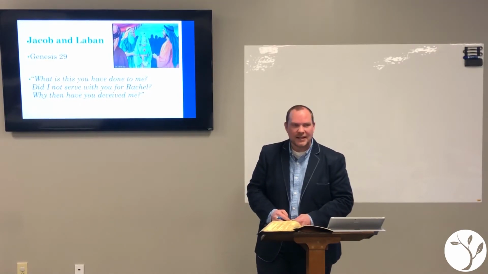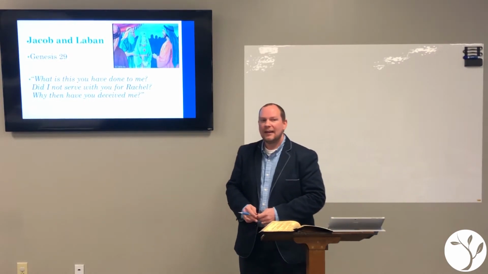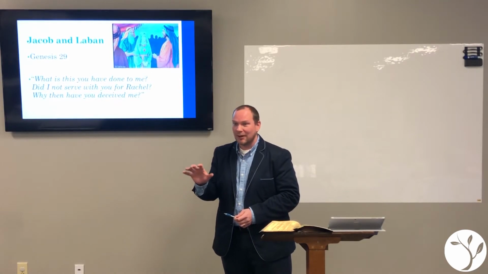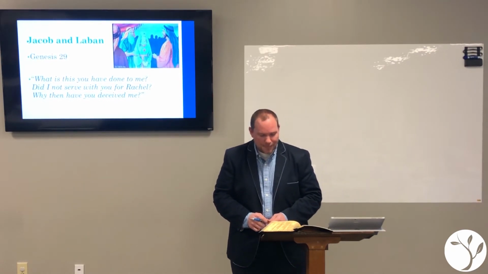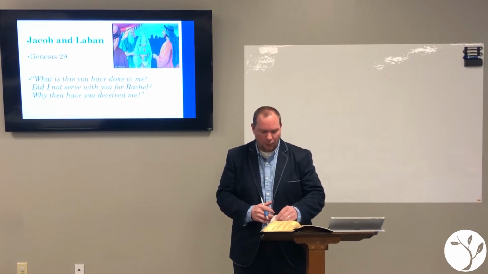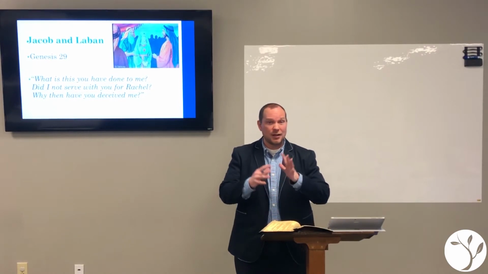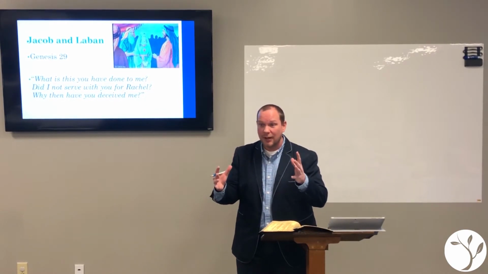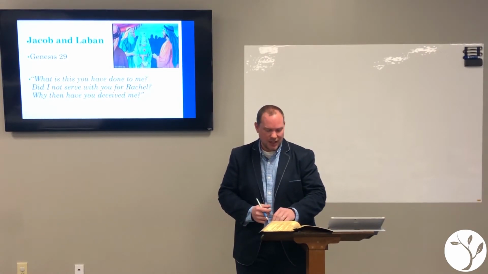And then the Bible says the first 7 years went by fast because he was so excited about marrying Rachel. The second 7 years went by much slower there for Jacob. And then there's some conflict and turmoil between Jacob and Laban. Jacob's ready to leave. Laban doesn't want him to leave because Laban through Jacob is becoming very wealthy and prosperous.